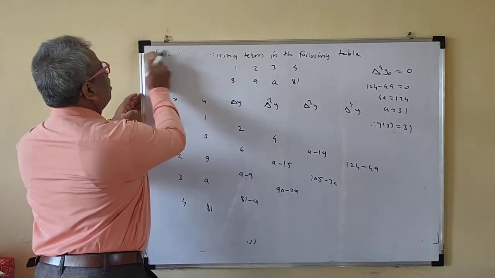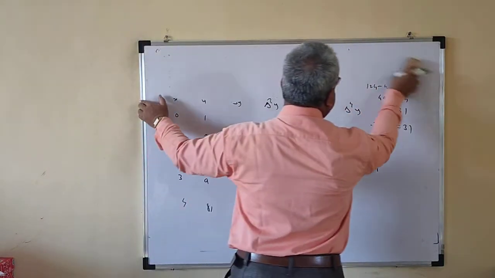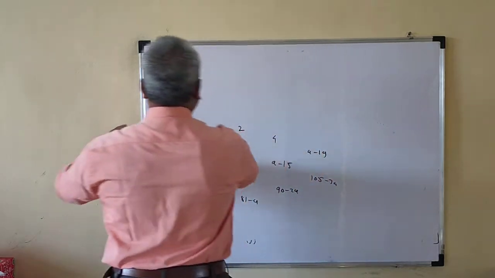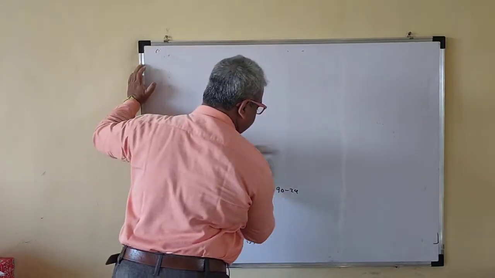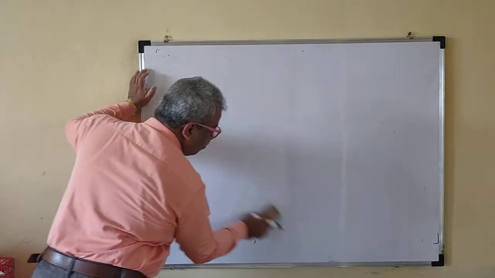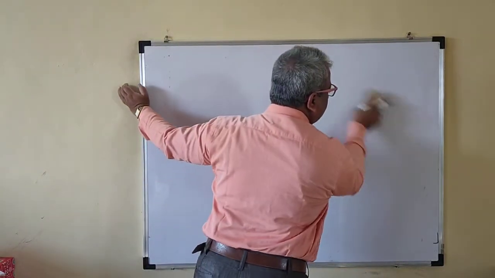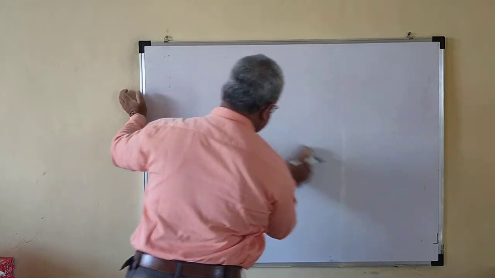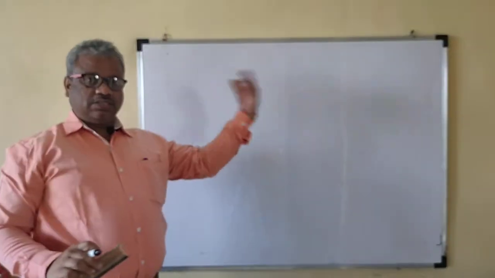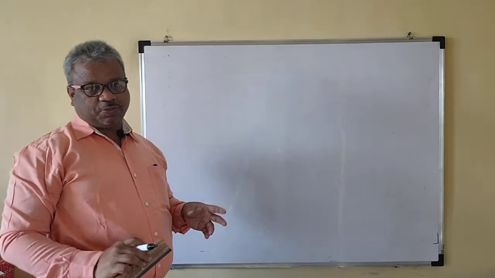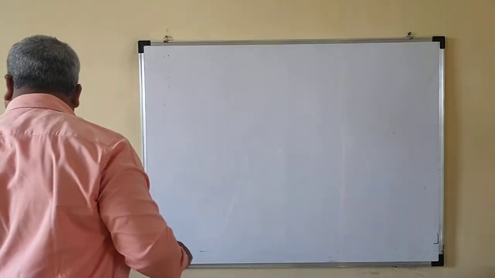We can find the missing term both ways. But here we don't need Newton's forward or backward interpolation formula, because the x values are not equally spaced. Therefore you cannot find the missing term that way here.